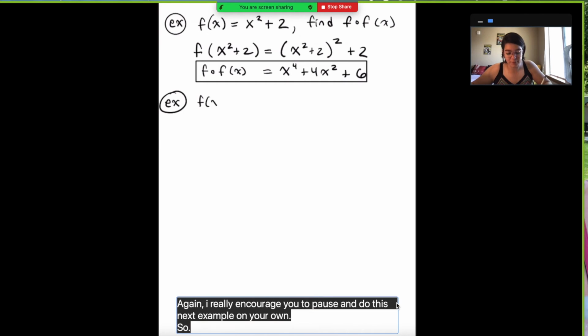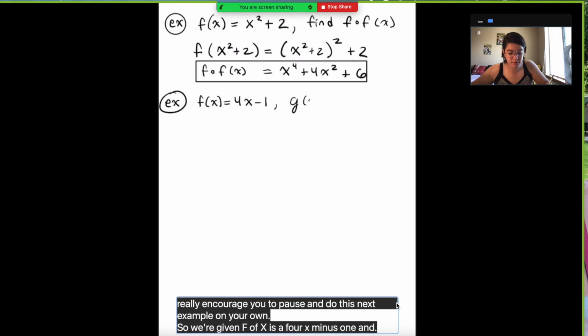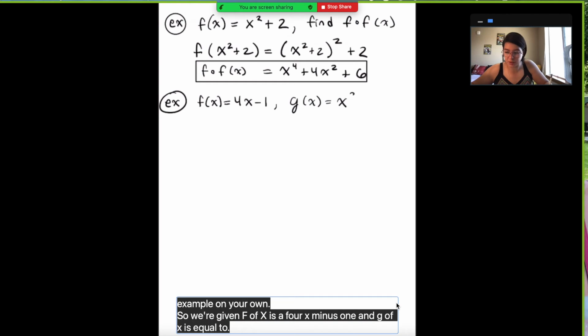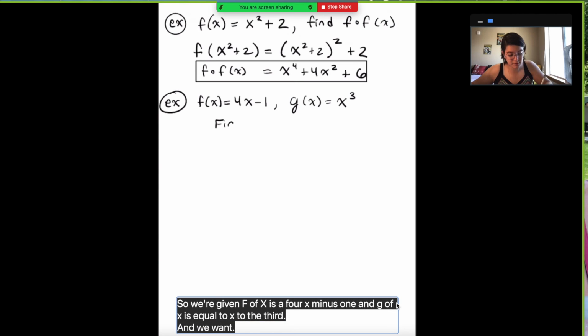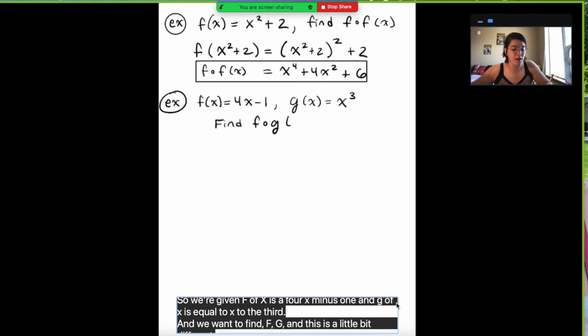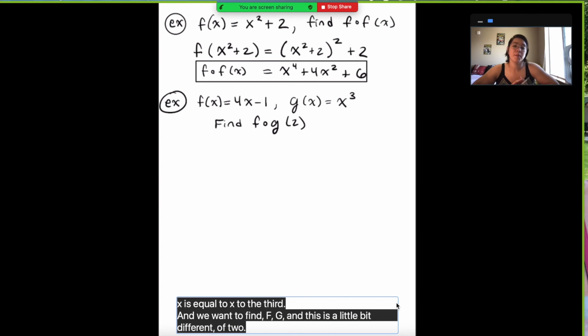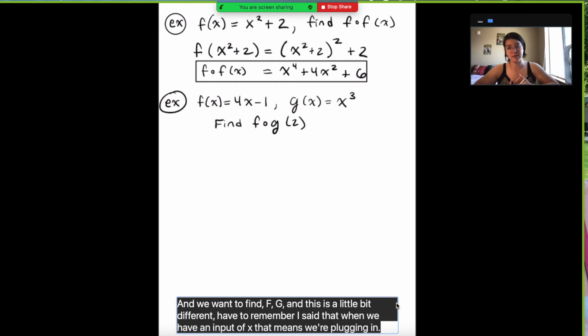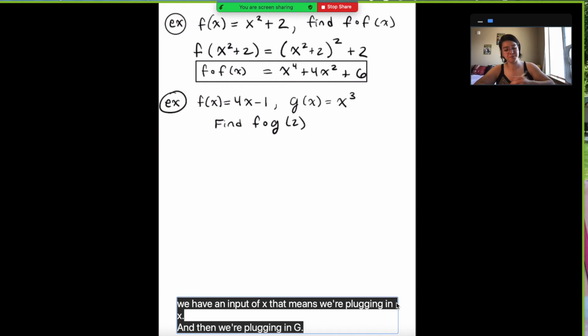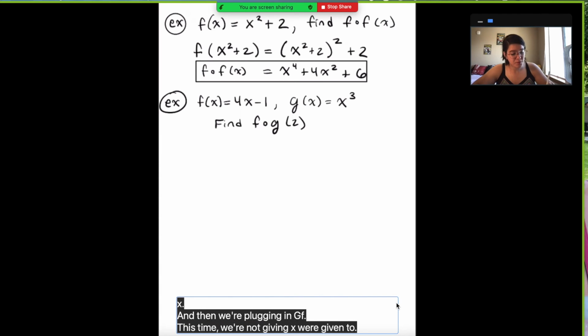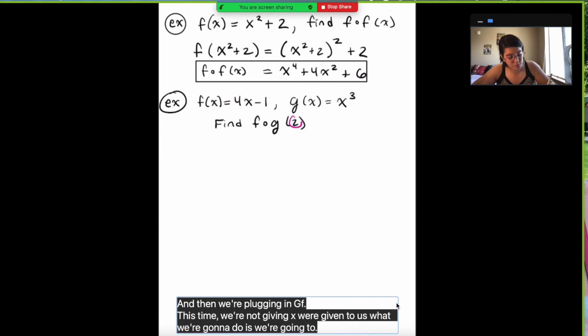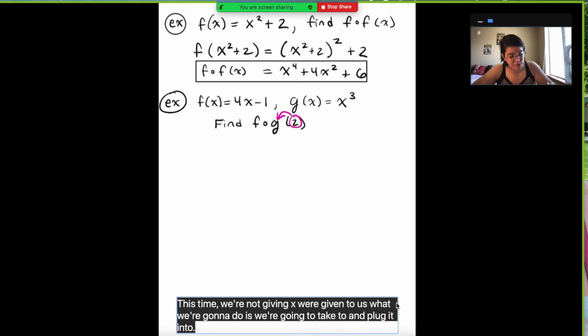So we're given f of x is 4x minus 1, and g of x is equal to x to the 3rd. And we want to find f of g of 2, and this is a little bit different. So remember I said that when we have an input of x, that means we're plugging in x, and then we're plugging in g into f. This time we're not given x, we're given 2. So what we're going to do is take 2 and plug it into g first.